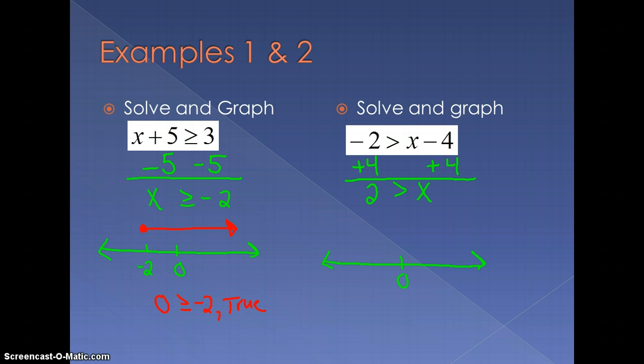Here's my 0. Here's my 2. So let's start at 2. X is less than 2, so that means it can't be 2, so we put an open circle there. Now, we test the point 0. I get 2 is greater than 0. That's true. So that means I have to shade towards 0, which is going back this direction. Say the variable first. X is less than 2. The values get lesser as you go left.